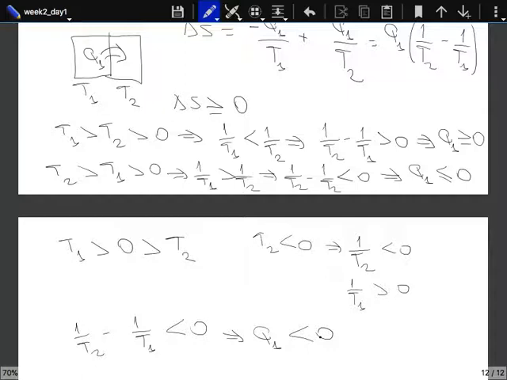So if the temperature of the second reservoir is negative, the heat flows from the reservoir at negative temperature to the reservoir at positive temperature. So in this sense, whatever that means, we will discuss later on. Negative temperatures are not colder than zero degrees, zero Kelvin, but they are actually hotter than infinite degrees, because the heat flows from negative temperatures to positive temperatures.